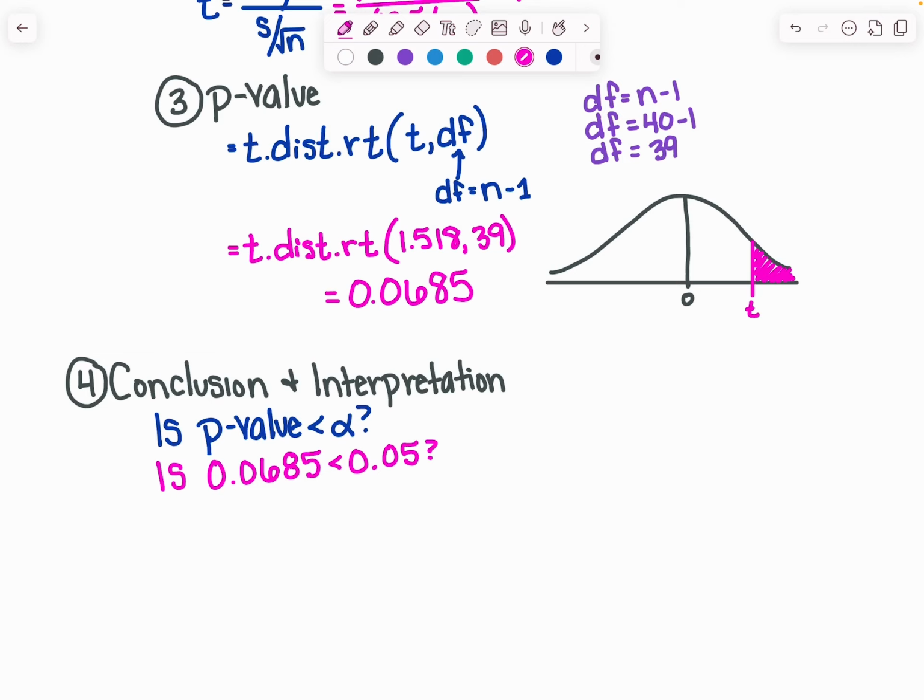Now we're asking the question, are the possibilities, nope, that's not what I want to ask. Is this probability too small to be possible? And the answer is no. So we do not reject the null hypothesis.